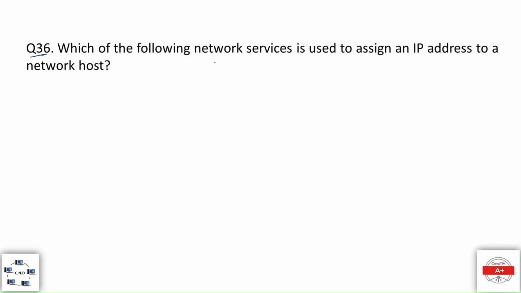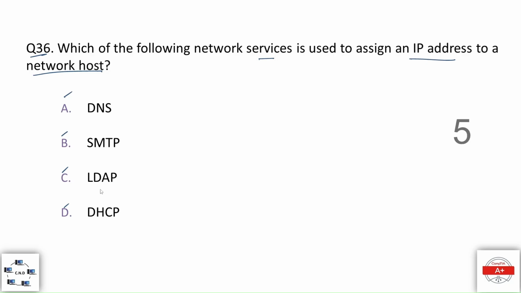Question number 36. Which of the following network services is used to assign an IP address to a network host? The options are option A, DNS, that is domain name system. Option B, SMTP, simple mail transfer protocol. Option C, LDAP, that is lightweight directory access protocol. And option D, DHCP, dynamic host configuration protocol. And the correct option is DHCP, that is dynamic host configuration protocol.